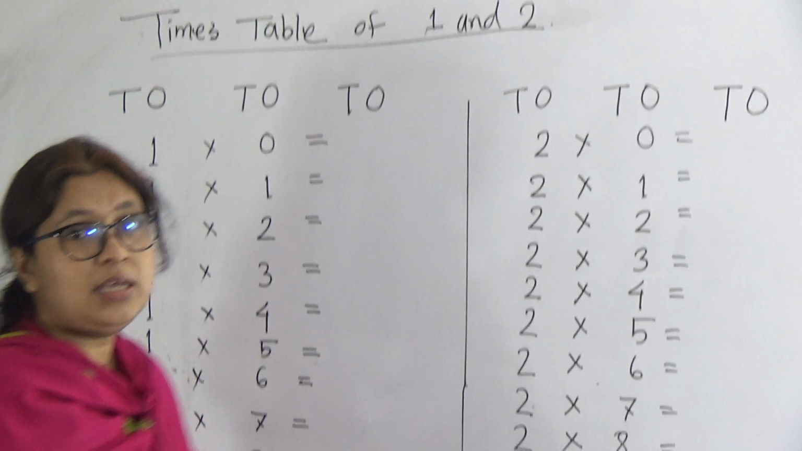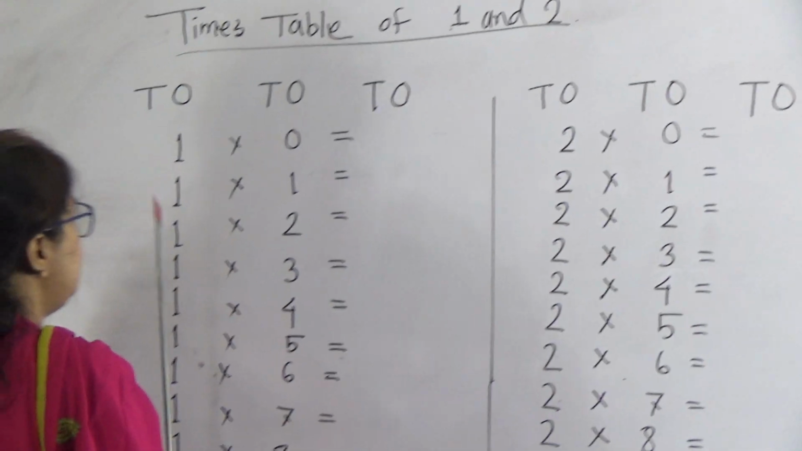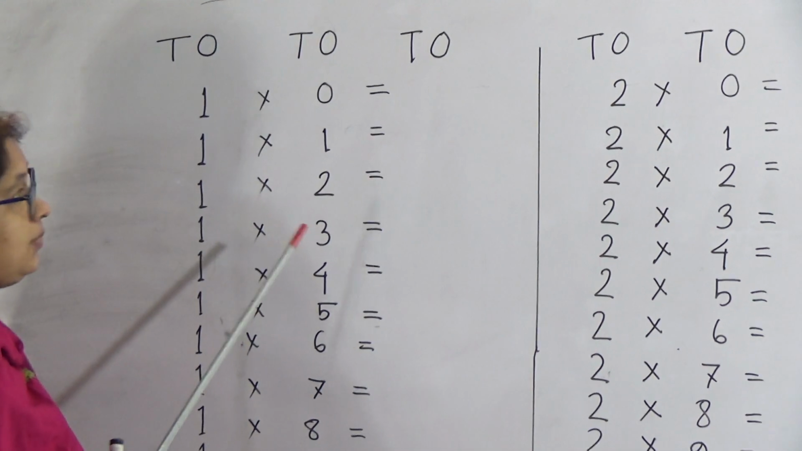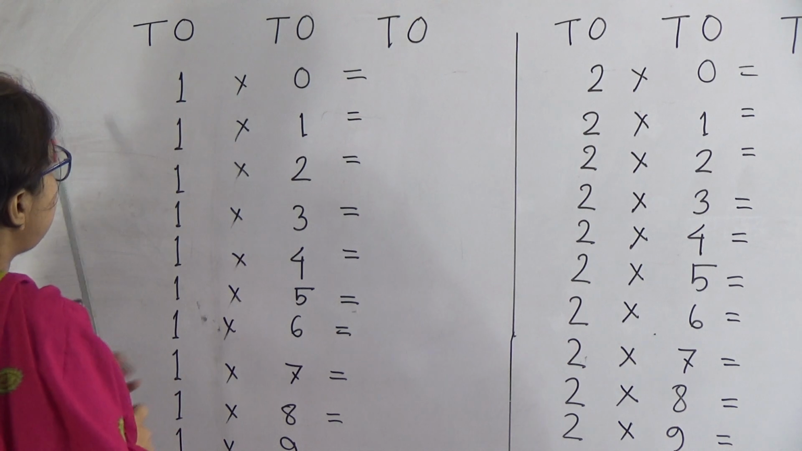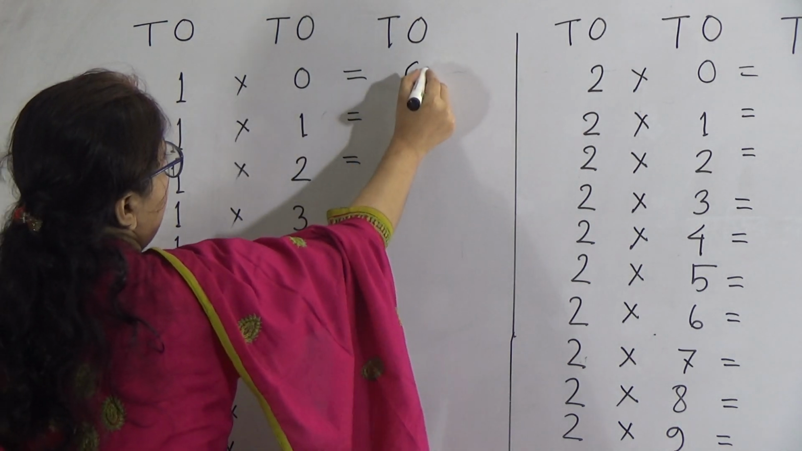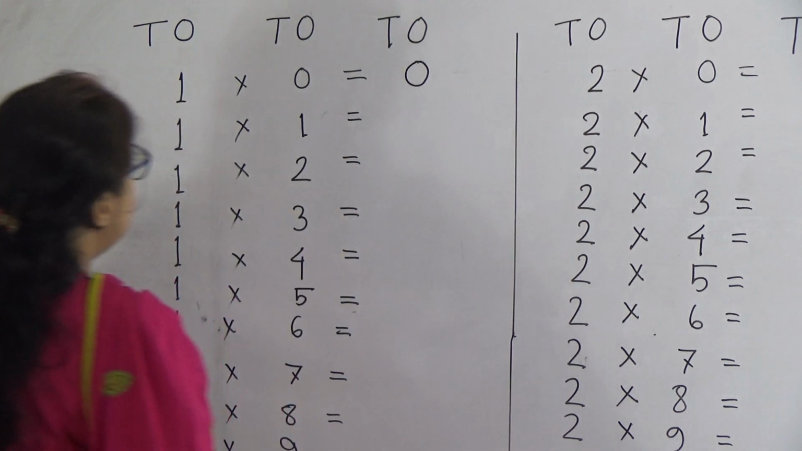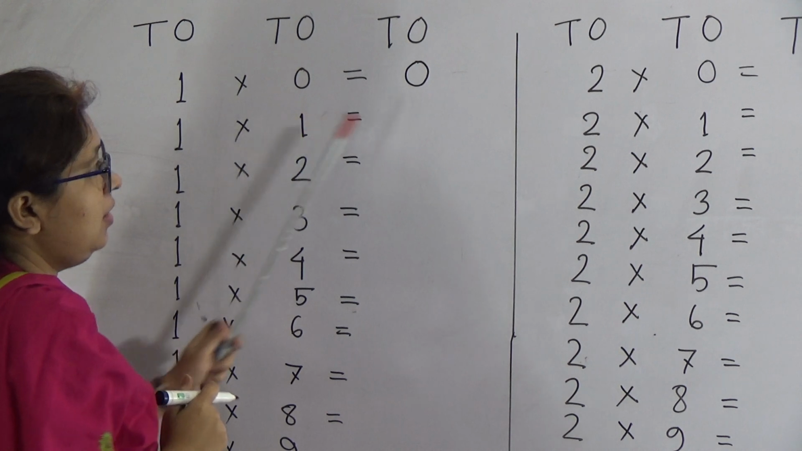Dear students, look at the board. Times table of 1 and 2. At first we are going to learn times table of 1. 1 zero is 0. If we multiply 0 with any number, our answer will be 0.